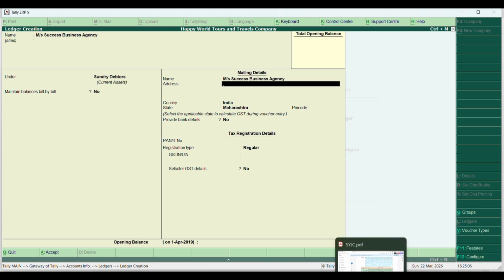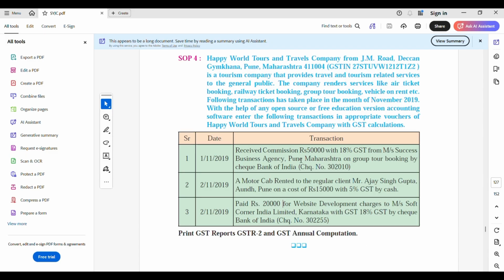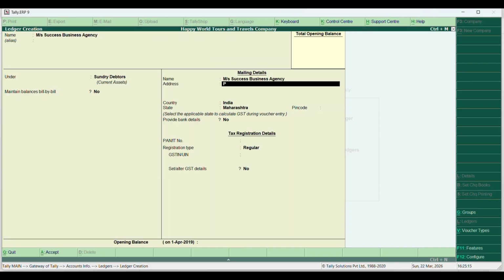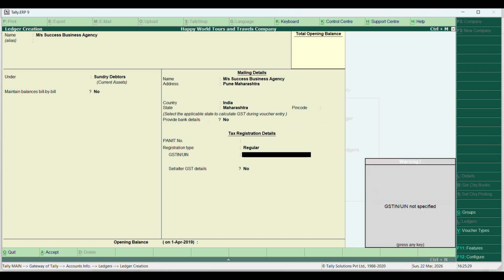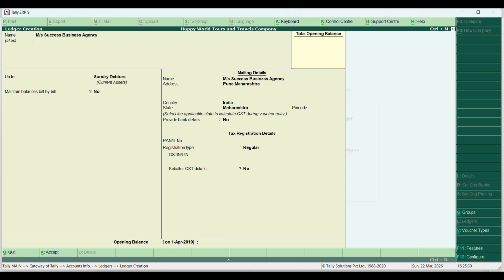Now the address here in the textbook, nothing is given, only this much, Pune, Maharashtra. So you can just give Pune, Maharashtra. This is very important that you mention the address for the parties. Nothing is given in the pin code, so rest all remains as it is. No details are given, so no, yes. Okay.